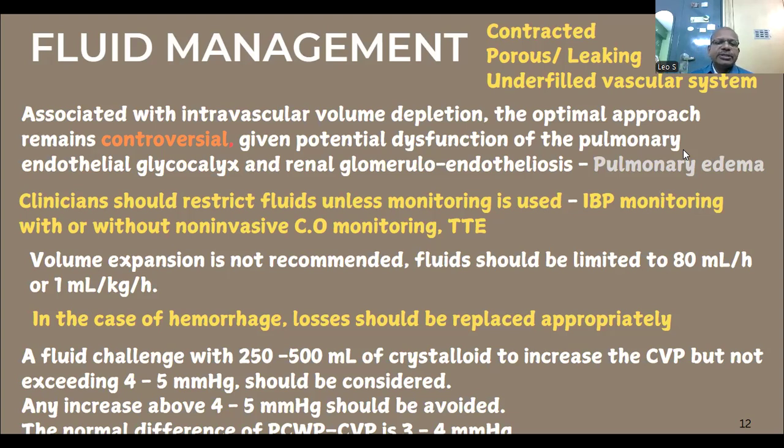A fluid challenge with 250 to 500 ml of crystalloid to increase the CVP, but not exceeding 4 to 5 millimeter of mercury should be considered. Any increase above 4 to 5 millimeter of mercury should be avoided.